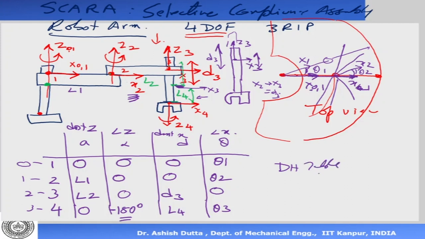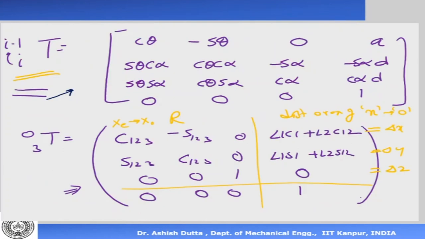Next, what we need to do is to write down our transformation matrix. So what do we want? We want 0 with respect to 4, which is given by T 0 to 1, 1 to 2, 2 to 3, into 3 to 4. So I need to find this out. How do I find out? I take the first row of this DH parameter table and put it in the generalized matrix. We have seen what the generalized matrix is. So row by row I put it in there and I write down my corresponding axis.